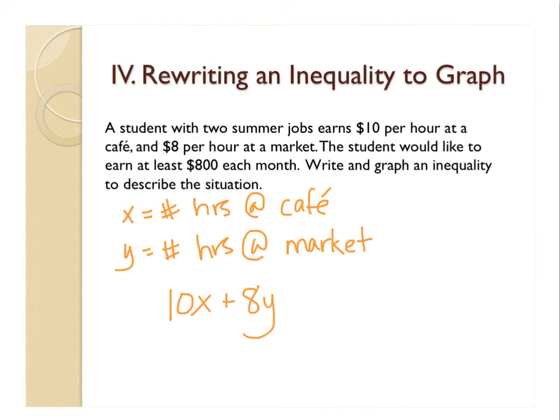So go back. Gosh, it's been a while since we've done this. At least. Can it be equal to 800? Yes. But at least really means more. And there you go. There's the inequality. We wrote it. Now we need to graph it.